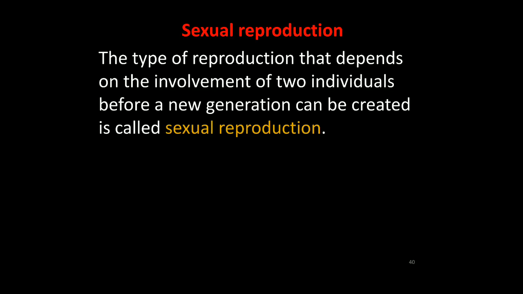What is sexual reproduction? The type of reproduction that depends on the involvement of two individuals before a new generation can be created is called sexual reproduction. This sexual reproduction needs 2 parents. One parent gives egg, one parent gives sperm. If both combine, sexual reproduction is possible. Sexual reproduction is nothing but combining DNA of two different individuals and forming separate DNA.